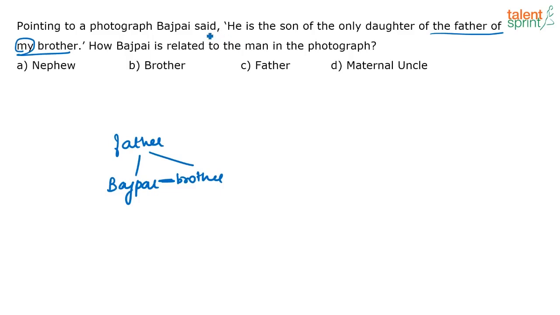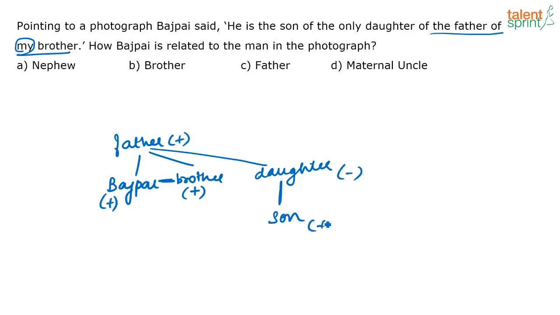So this person in the picture is the son of the only daughter of the father. So this father has only one daughter, and the person in the picture is the son of this daughter. Now the question is, how is Bajpai related to the man in the photograph? So Bajpai and his brother, both of them are male, and here father is also male, daughter is female, son is male.